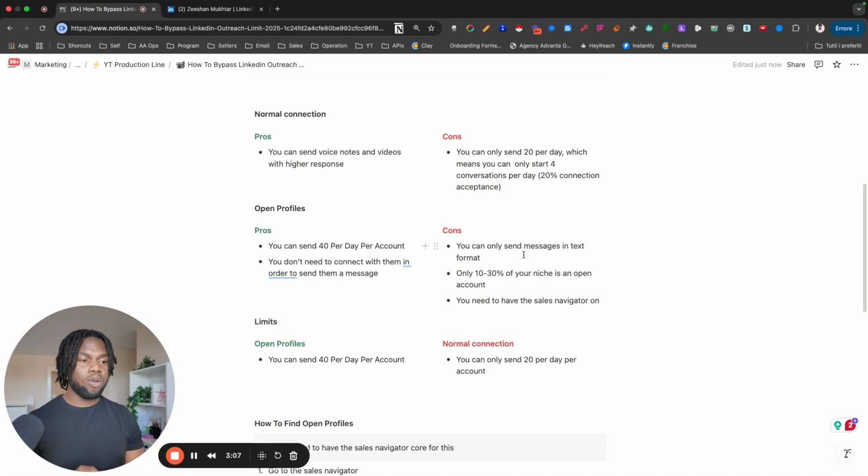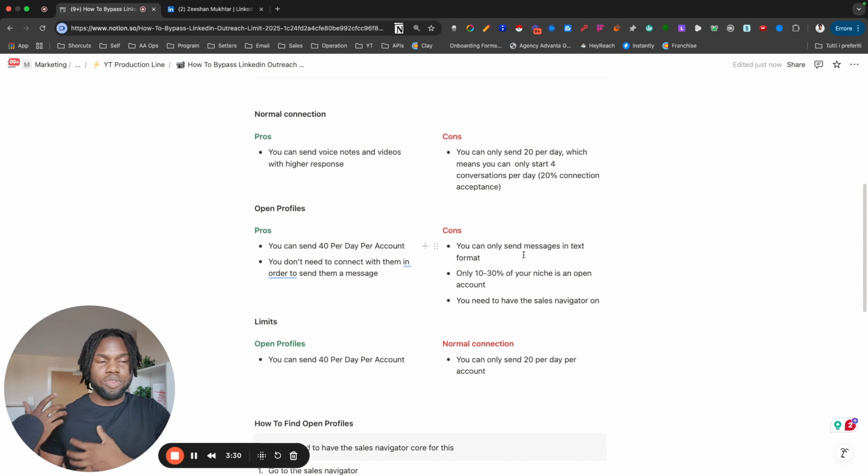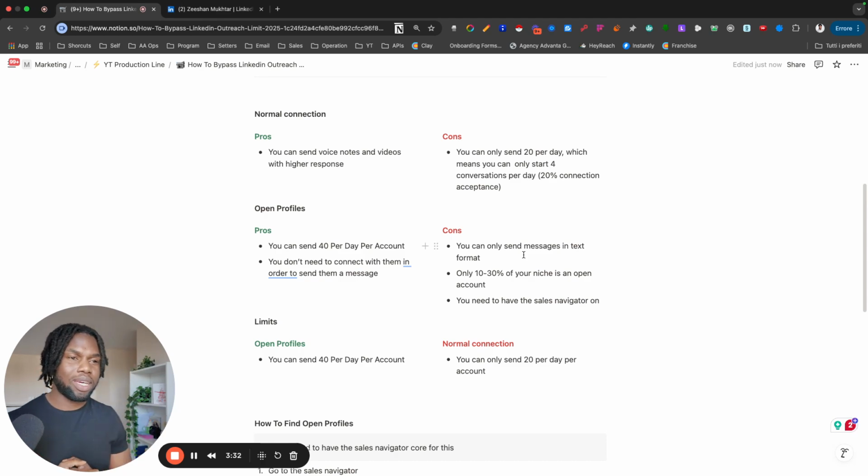Now, the cons of this. You can only send text format, so you can only send them text and nothing else. The video or image features don't really work on Sales Navigator. This means it's more like a direct copy response, which is good if you like that. But if you like a more personalized approach, with voice notes and video, that nicer communication, then normal connections are going to be better for you.